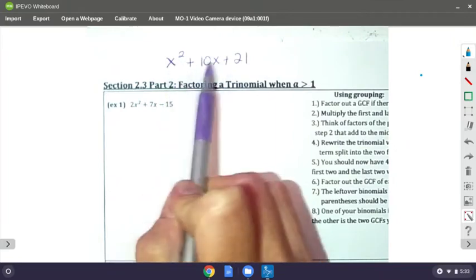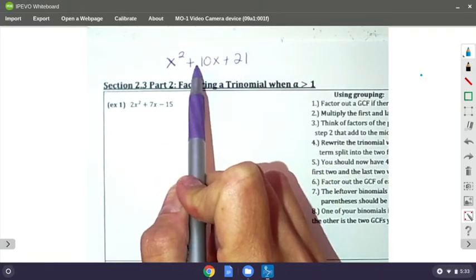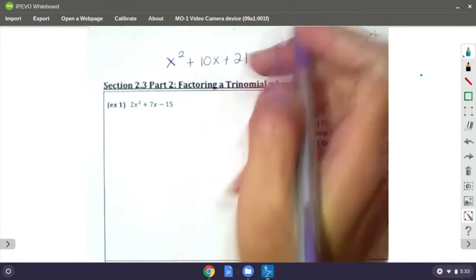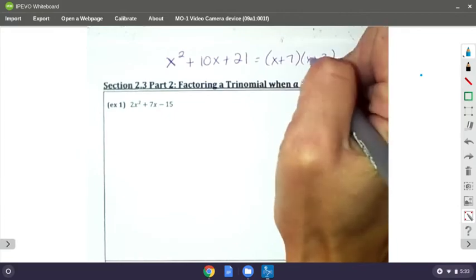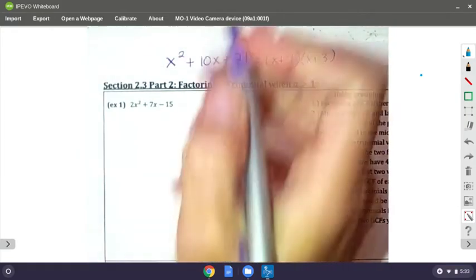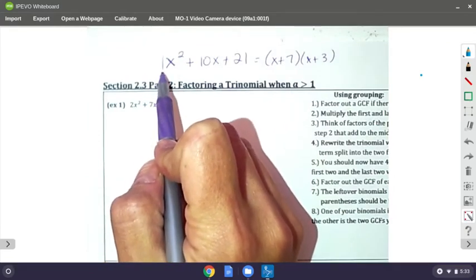We factored something like this and we thought of numbers that multiply to 21 and add to 10, right? And so this one would be 7 and 3, and then you write your two binomials like this. So in all of those examples, your leading coefficient is what it's called, the number in the front, your A, was always 1.